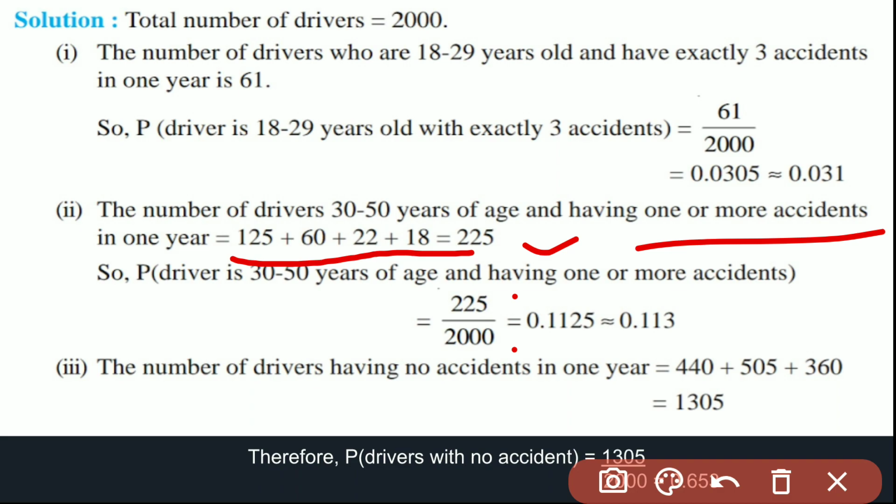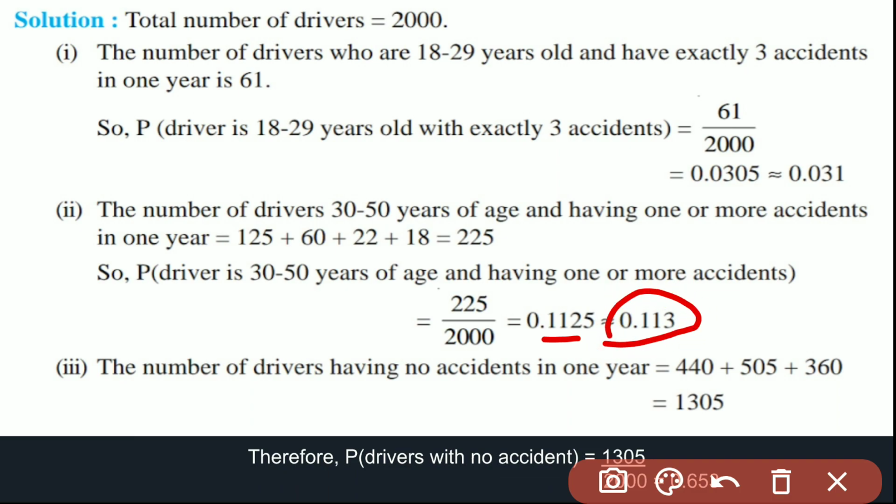So 225 is divided by 2000. Let me calculate. 2 and 225 means 2 ones are 2. So 1125.5 we will receive, and then again it is divided by 1000, which will give you the result 0.1125, and when we round up, that is 0.113.